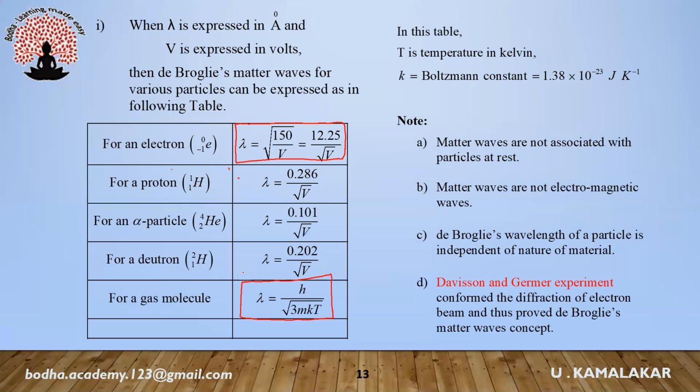Note, matter waves are not associated with particles at rest. Next point, matter waves are not electromagnetic waves. Next point, de Broglie wavelength of particle is independent of nature of material. Next point, Davisson and Germer experiment confirmed the diffraction of electron beam and thus proved de Broglie's matter wave concept.